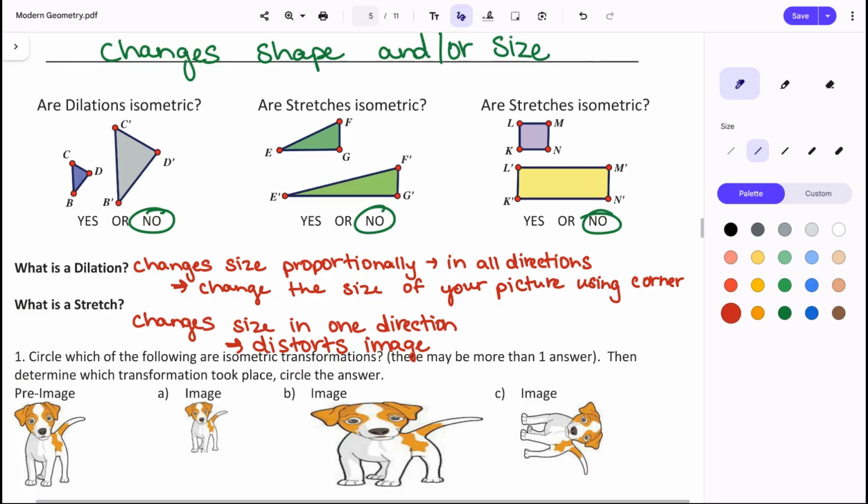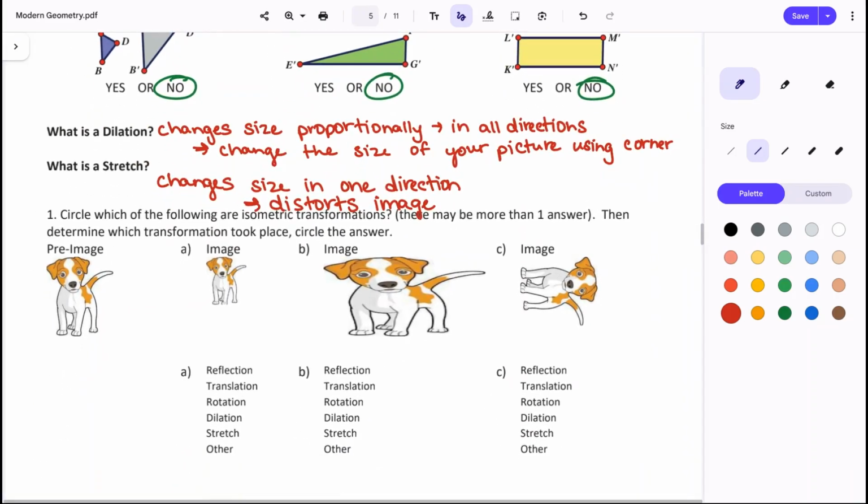So down here at the bottom of our page, we have this picture of this little dog. Okay, over there on the far left is the original image, so that's my pre-image. Now they've done something to this dog 3 different ways. What we want to do is figure out whatever they did, was it isometric or non-isometric? And then what specifically do we think they did to the dog? So do they think they reflected it, rotated it, stretched it, all that stuff?